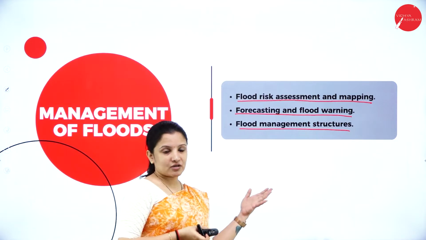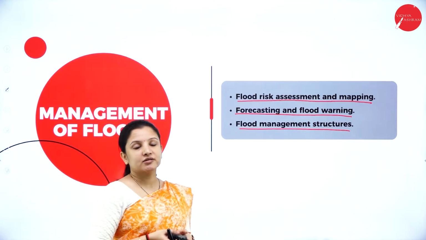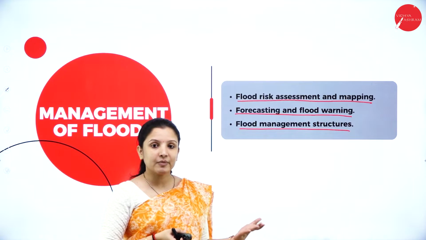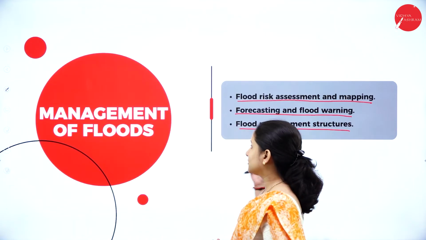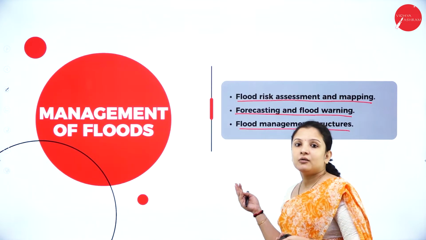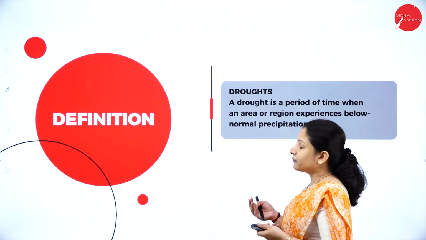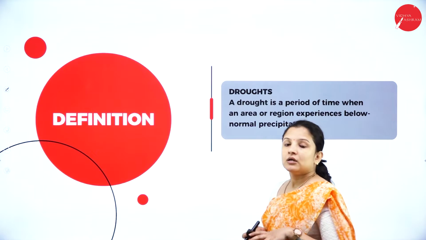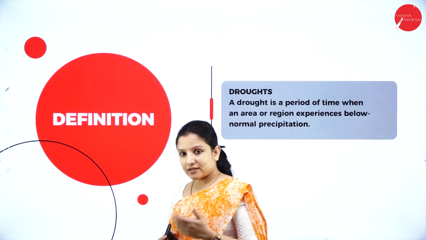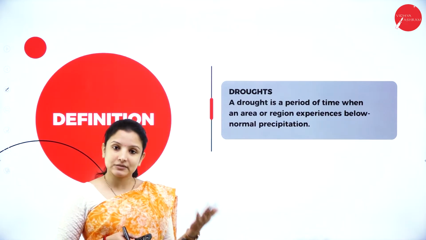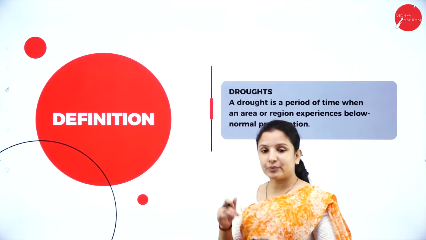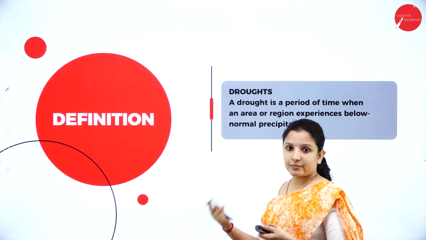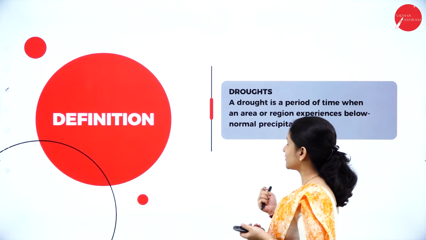So all these measures, that is flood management structures and all that, can be constructed so that the floods can be managed. So these are the three important steps for how floods can be managed. Because some natural calamities cannot be prevented, but once one occurs, there are certain measures we can take beforehand in order to manage the situation.